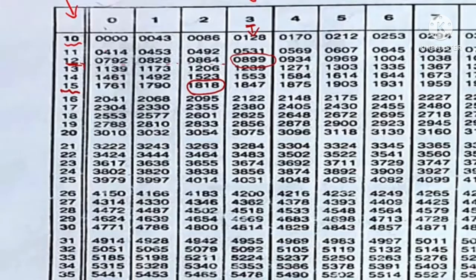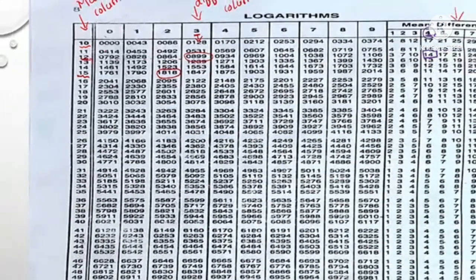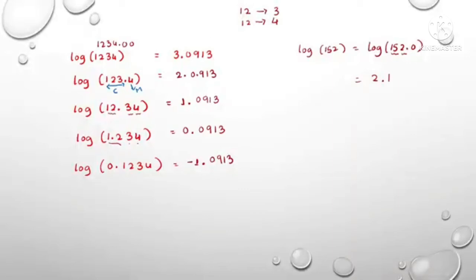15 at 2. We got 1818. We can write there the number we got, 1818. There is no 4th digit, so don't go for mean difference because there is no 4th digit. So this is the answer, 2.1818.